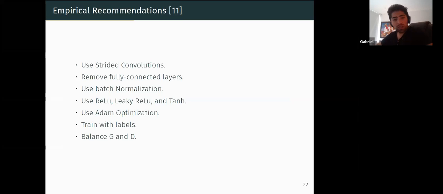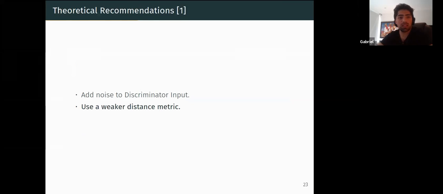There are empirical recommendations for all this. People have been tinkering with GANs so much that they have come up with a bunch of recommendations, which are like the use of certain types of layers in the neural networks, certain types of activation functions and optimizers. But the most important things are the theoretical recommendations, and we're going to specifically focus on the second one here that suggests to use a weaker distance metric.